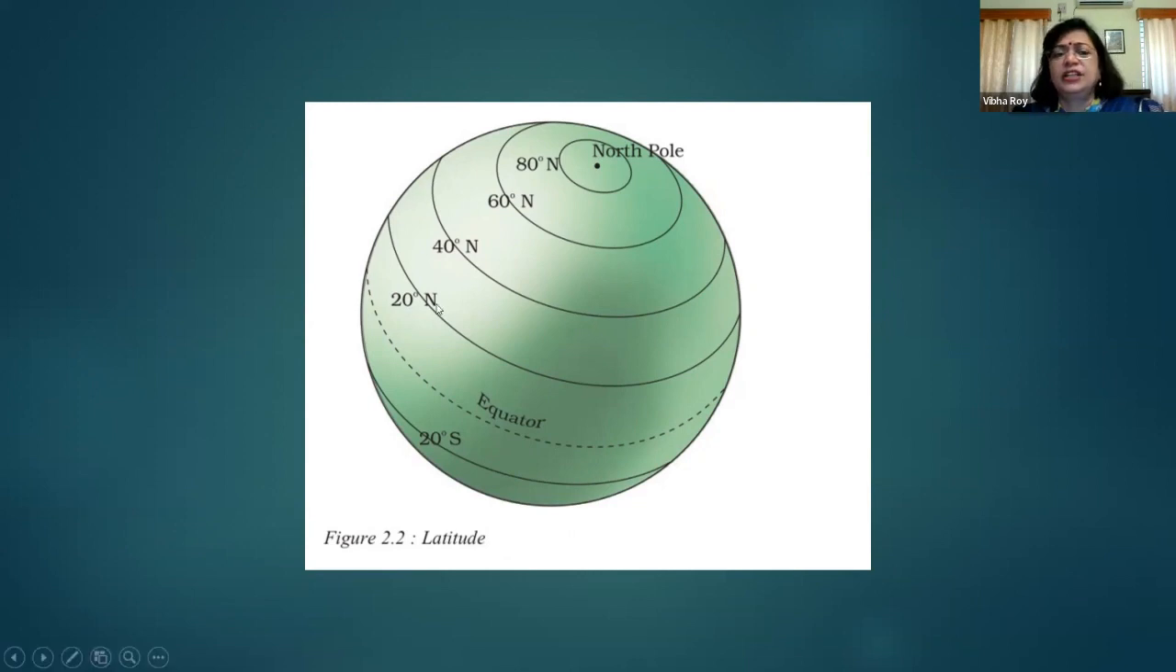And very, very important to write N for latitudes which are to the north of the equator, and latitudes which are south should be written as S alongside the degree.